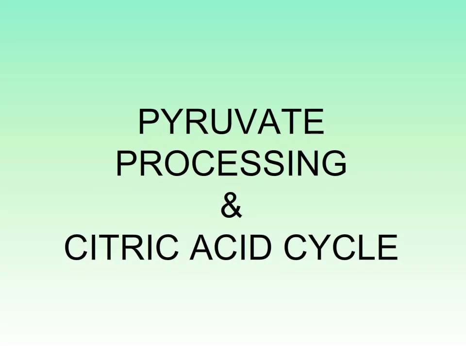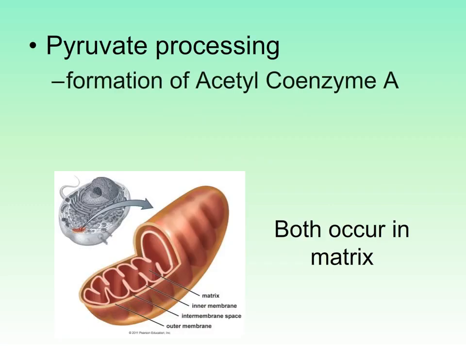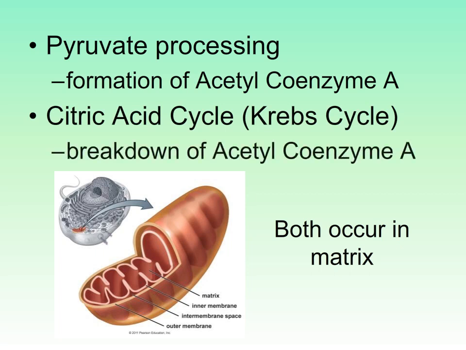Our next stages are the processing of pyruvate and the citric acid cycle. At the end of pyruvate processing, molecules of acetyl coenzyme A are formed. These molecules enter the citric acid cycle and are completely broken down. Both these stages occur in the matrix of the mitochondria.